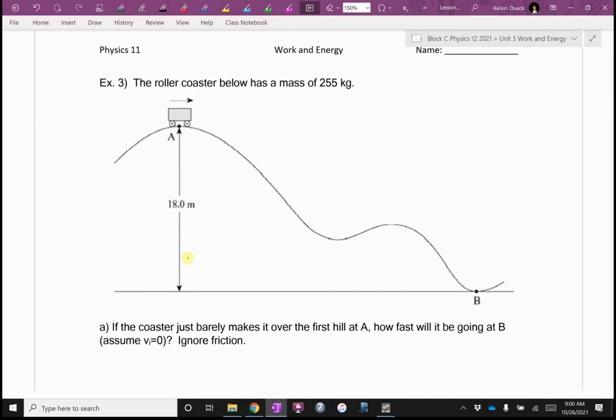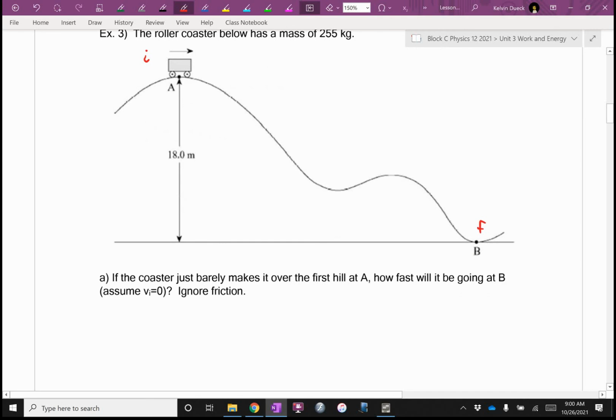The roller coaster below has a mass of 255 kilograms. If the coaster just barely makes it over the first hill at A, how fast will it be going at B? In other words, assume v initial is 0. So, any suggestions on how I might want to solve this?